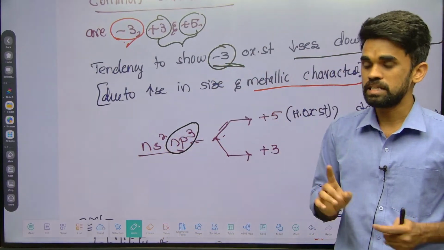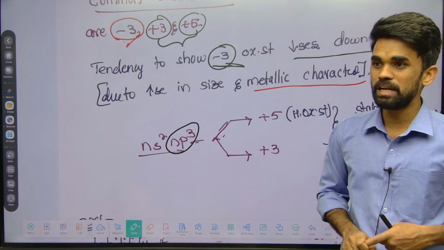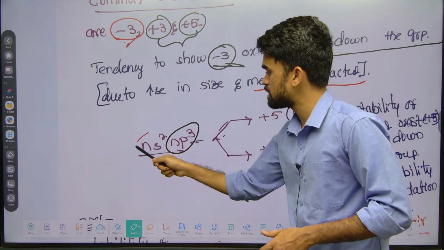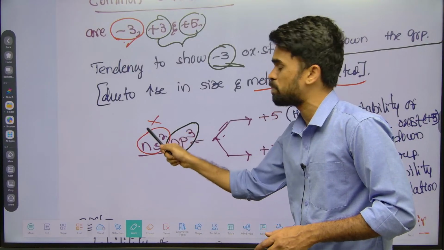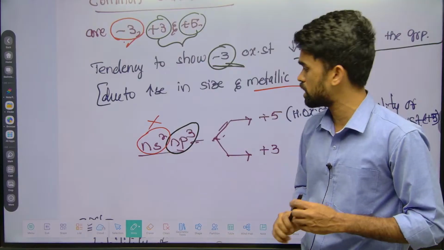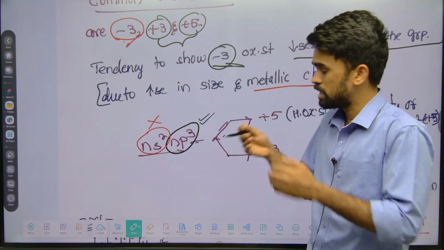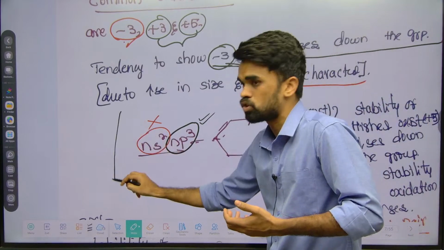Yesterday we discussed the inert pair effect. What do we mean by inert pair effect? The reluctance of ns electrons. It means these ns electrons do not like to participate in chemical reactions. It means only these p electrons participate. So this inertness increases down the group.